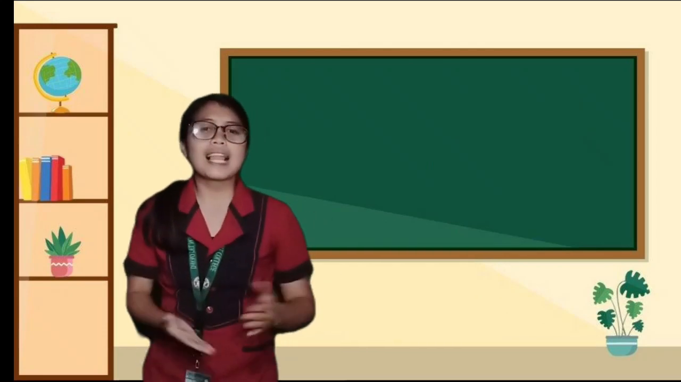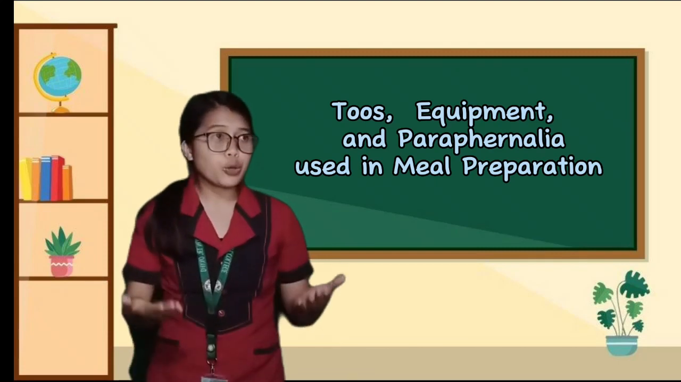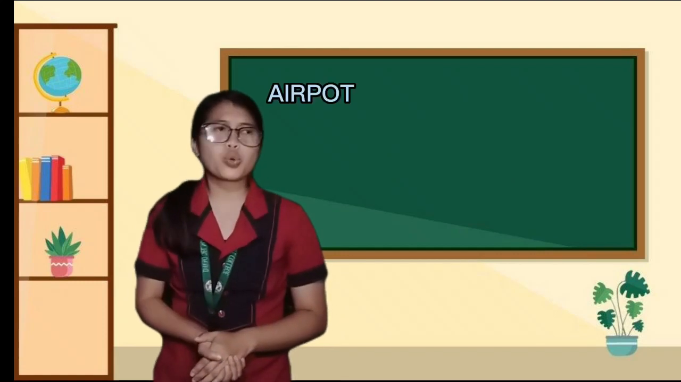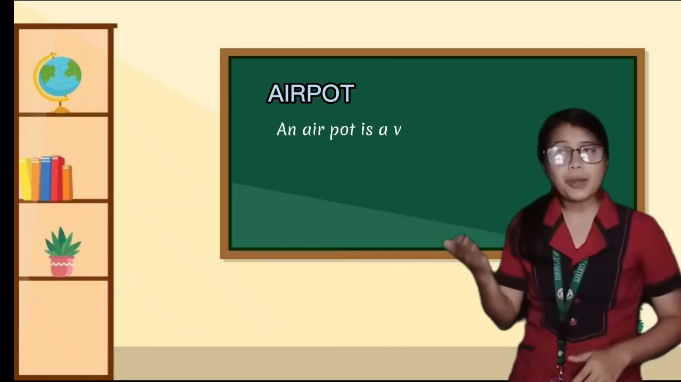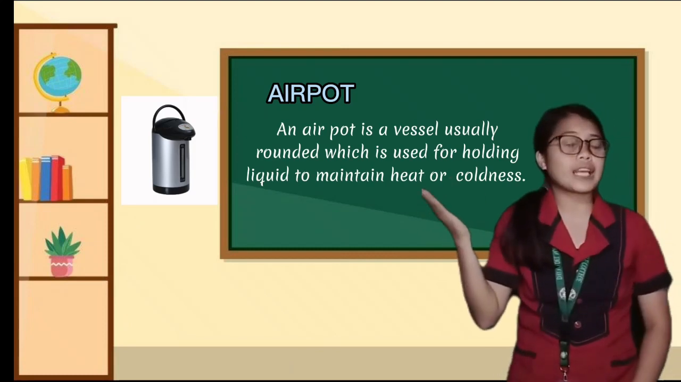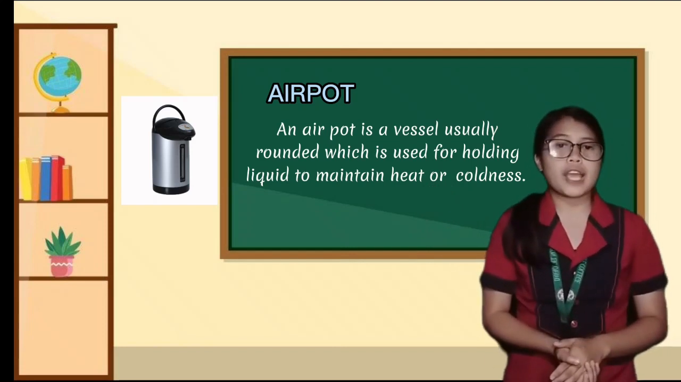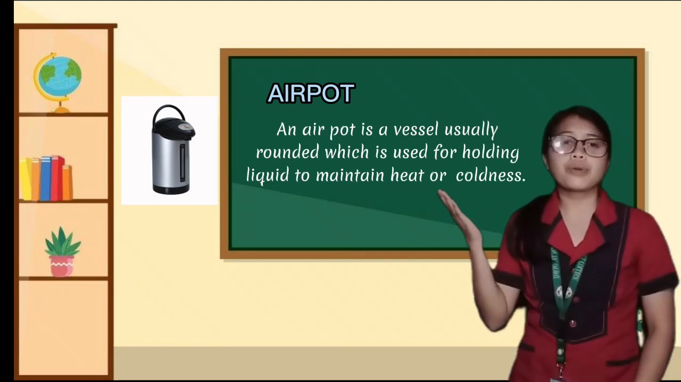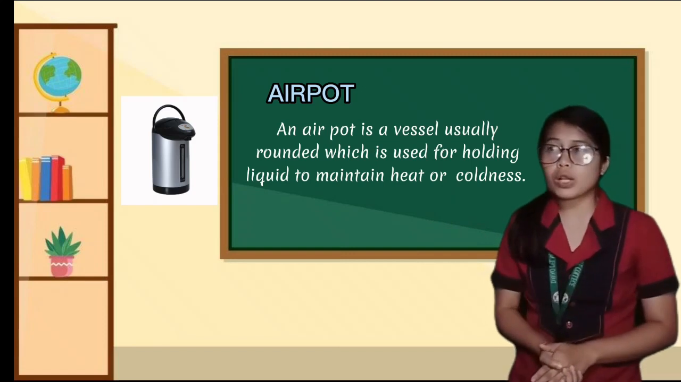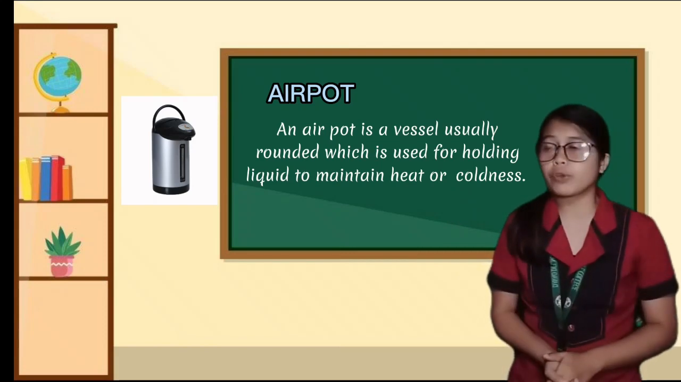First, let us discuss the different tools, equipment, and paraphernalia used in meal preparation. First we have the air pot. What is an air pot? An air pot is a vessel, usually rounded, which is used for holding liquid to maintain heat or coldness. Caregivers may use air pots to keep hot water readily available for dissolving medication, particularly for individuals who have difficulty swallowing pills or need their medication in liquid form.